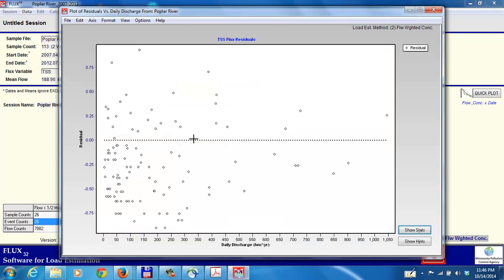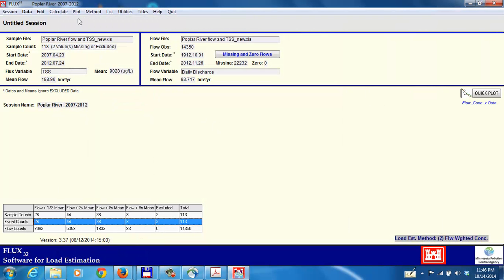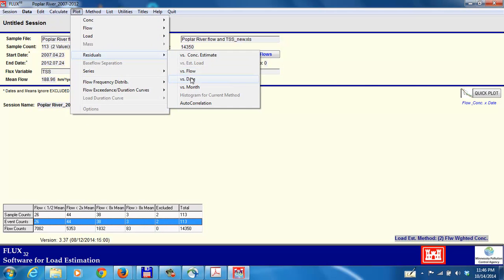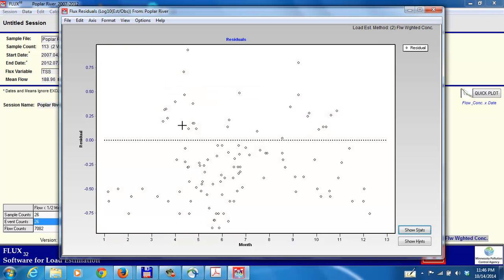You can also look at this for flow. We see that the range, before we had an imbalance in the residuals. For method 2 here, they are fairly good, almost like what method 6 was when we just had the pooled data. And we can also test it versus month. Again, they appear to be fairly balanced over the entire period of time.